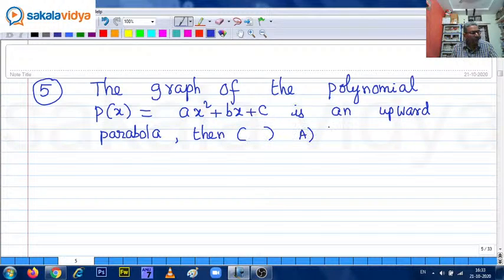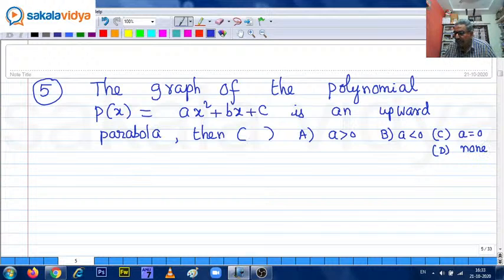First, option A: a greater than 0, the x square coefficient is greater than 0. Option B, a less than 0. Option C, a is equal to 0. Option D, none. Which is the right option? The graph of the polynomial ax square plus bx plus c is an upwards parabola. Then a greater than 0, a less than 0, a is equal to 0, or none.